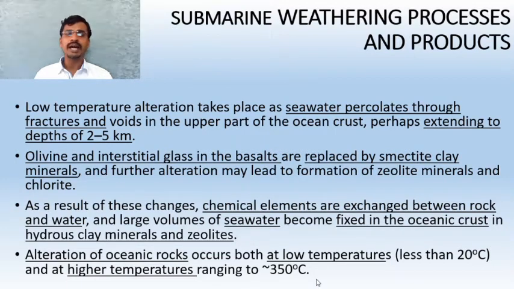Olivine and interstitial glass in basalts are replaced by clay minerals like smectite, and further alteration may lead to the formation of zeolite minerals and chlorite. As a result of these changes, chemical elements are exchanged between rock and water, and a large volume of seawater becomes fixed in the oceanic crust within the hydrous clay minerals and zeolites. Alteration of oceanic rocks occurs both at low temperature, which is less than 20 degrees Celsius, and at higher temperatures ranging up to 350 degrees Celsius.